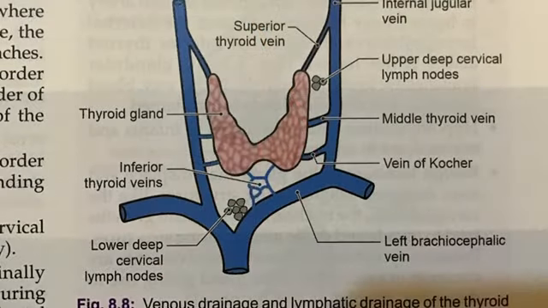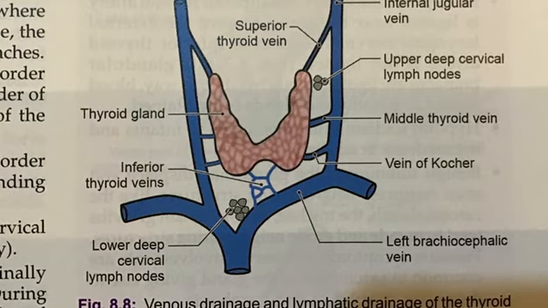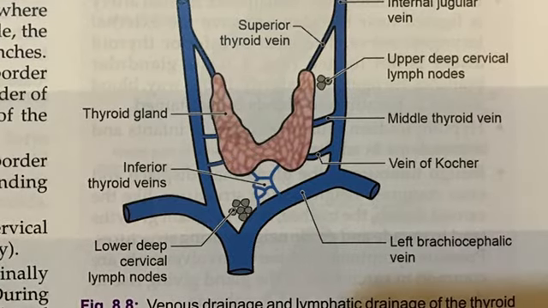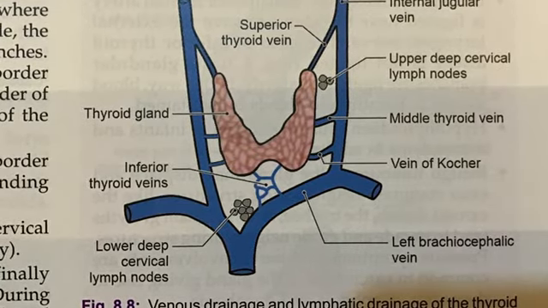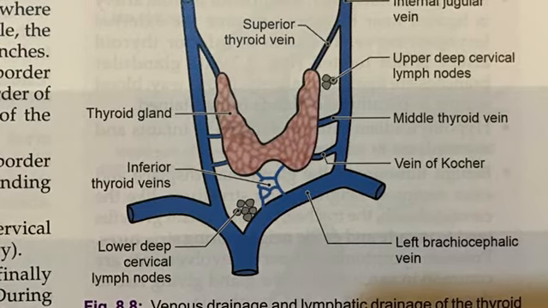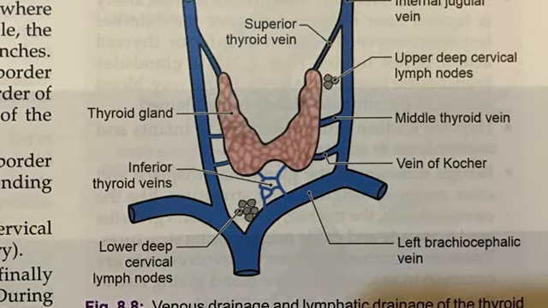For the venous drainage, the superior and middle thyroid veins drain into the internal jugular vein on both sides, while the inferior thyroid veins, there are small multiple inferior thyroid veins, they drain into the left brachiocephalic vein.